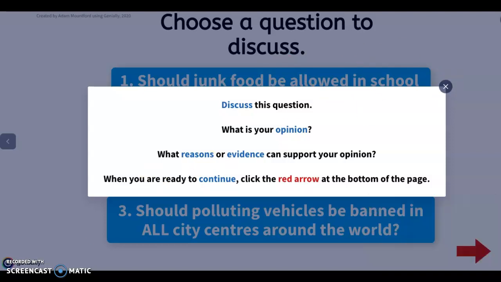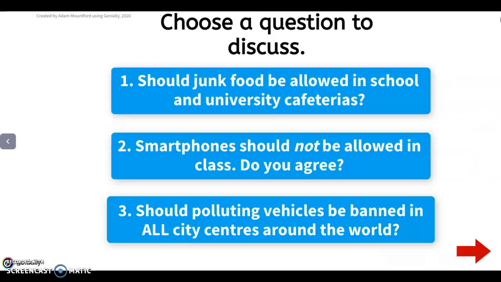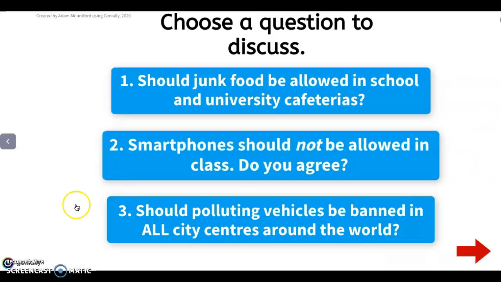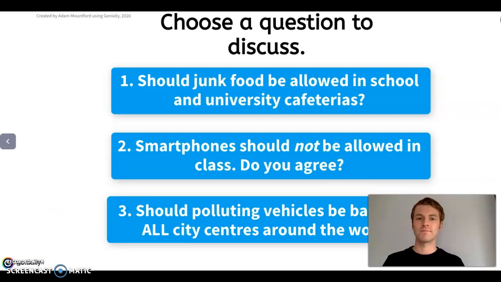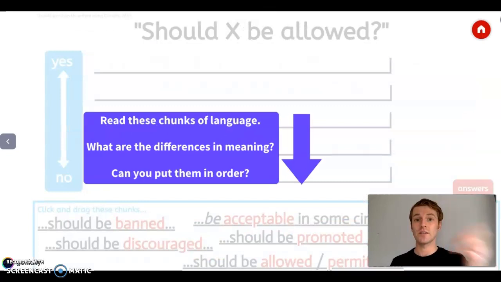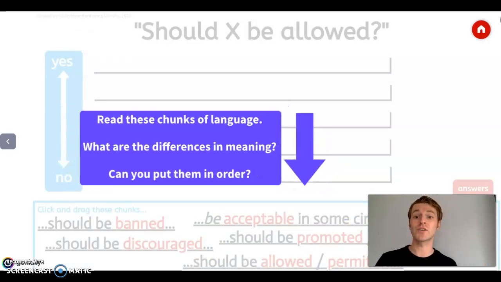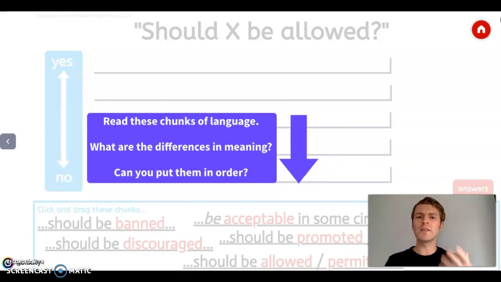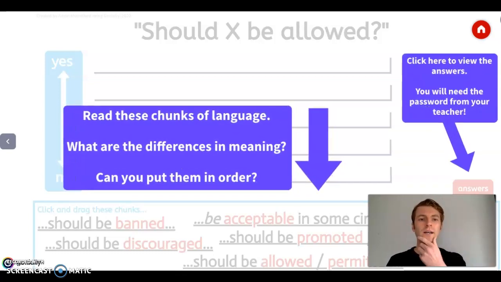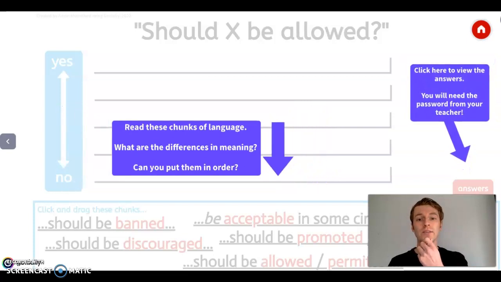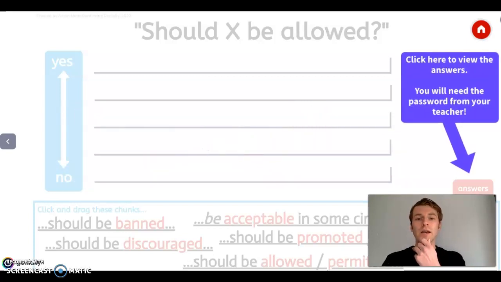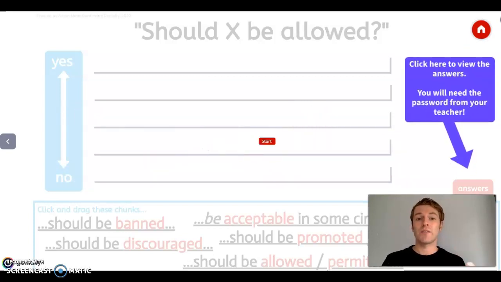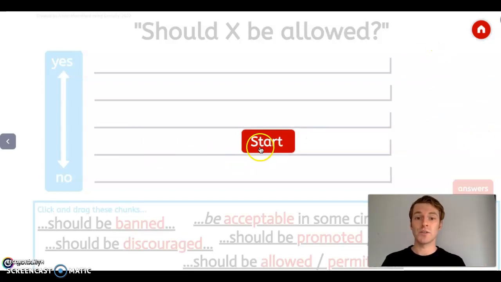Okay. So when students are ready to continue after their discussion, they can click this red arrow here at the bottom of the page. And then we have the next activity, the next instructions. Read these chunks of language. What are the differences in meaning? Can you put them in some kind of order? Click here to view the answers. Okay then, so here we have an interactive activity that students can do.